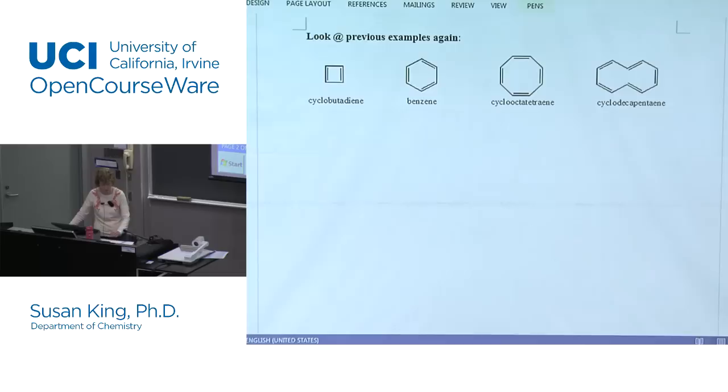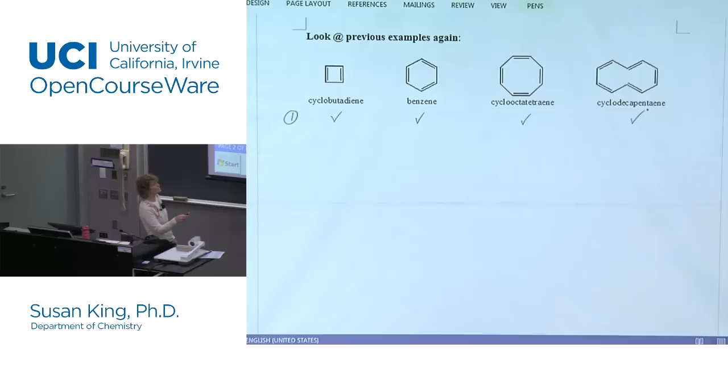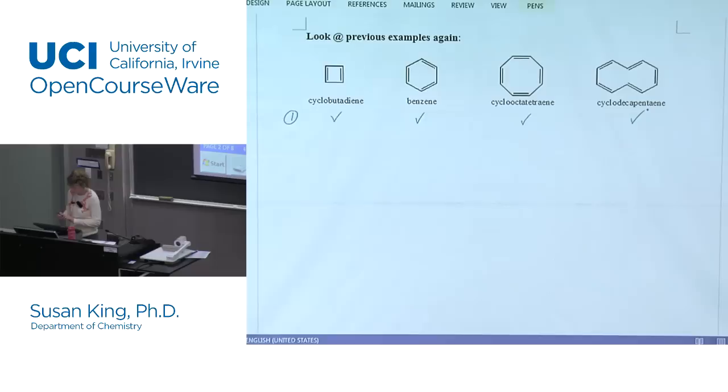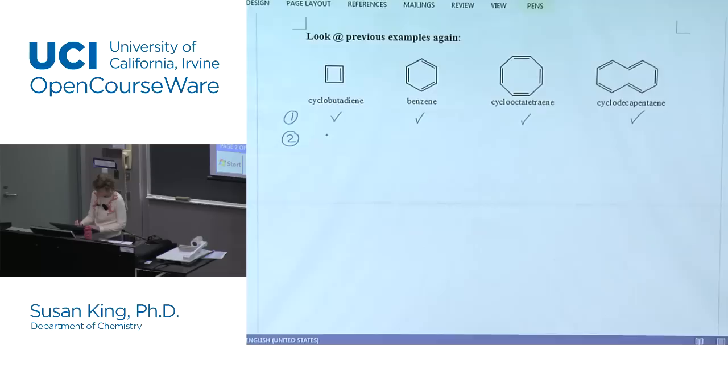So cyclobutadiene, what's our first rule? Structure must be cyclic. Okay, all of these are cyclic, so let's put a little check here for rule one. All of these, we'll do them all at the same time for that. All of them are cyclic. Rule number two, each atom in the ring must have an unhybridized p orbital. All right, so for cyclobutadiene, if an atom is part of a double bond, then that means it has an unhybridized p orbital. Okay, so these guys, sp2, sp2, every single carbon, sp2. So they all satisfy rule number two, which means we get to move on to rule number three.